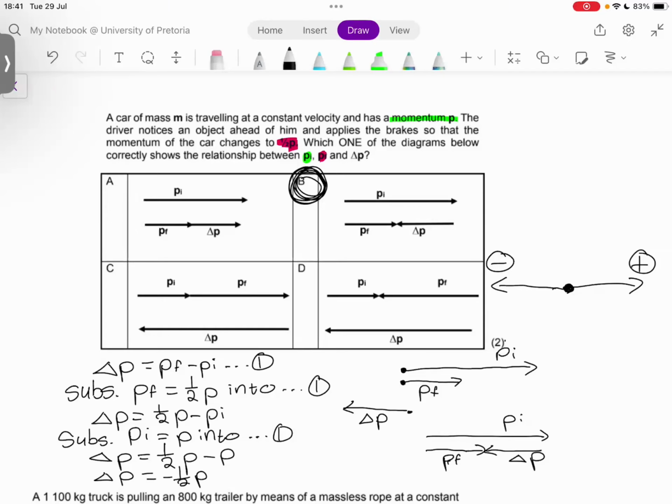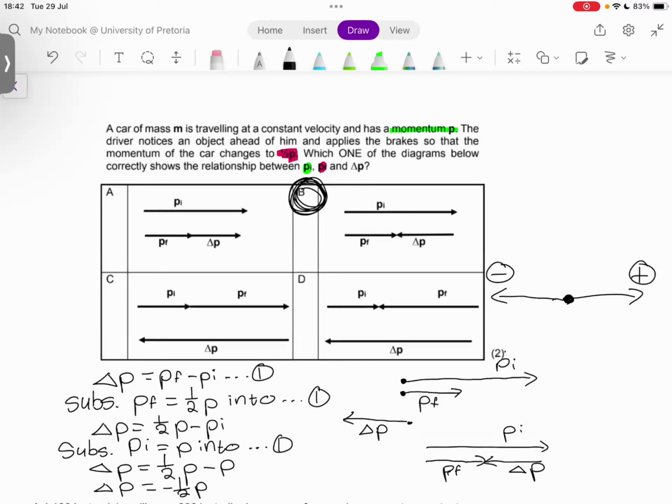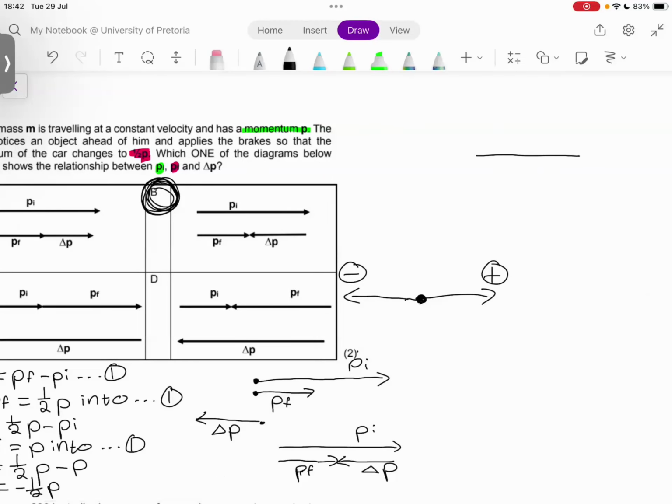If some people here are more comfortable with just working with vectors alone, we could have just started off by having our P going to the right as positive. Let me do this so that we have space. We could just have our initial momentum, PI, going towards the right, and we could have our final momentum as half the length going towards the left, right?